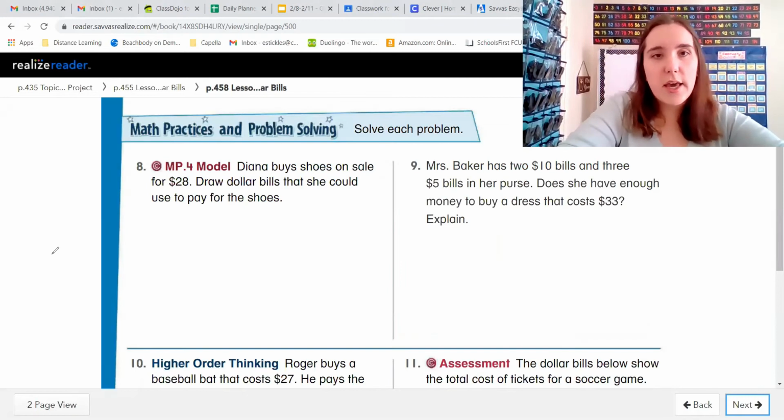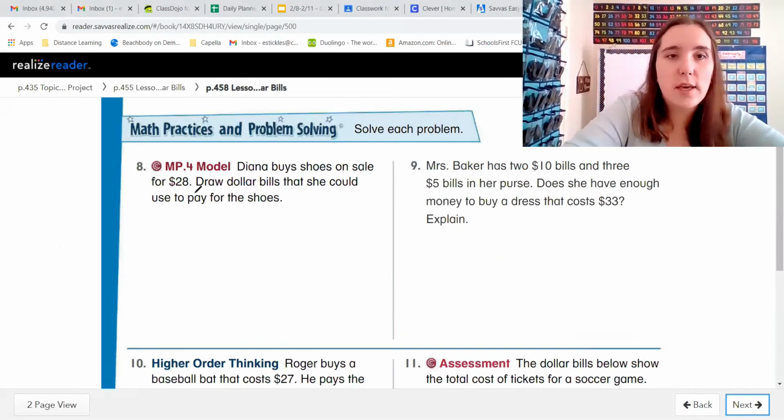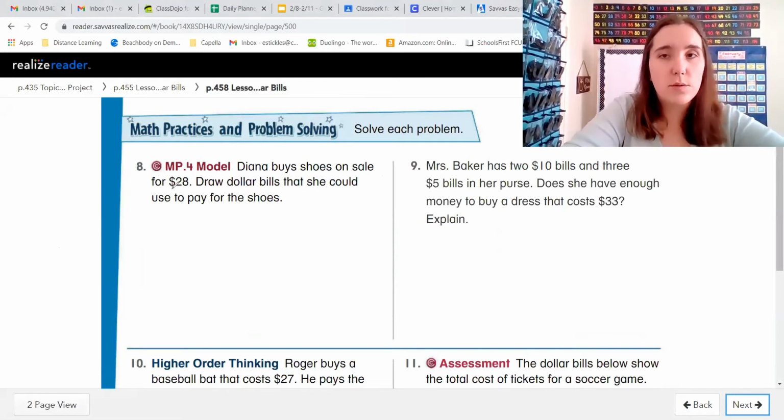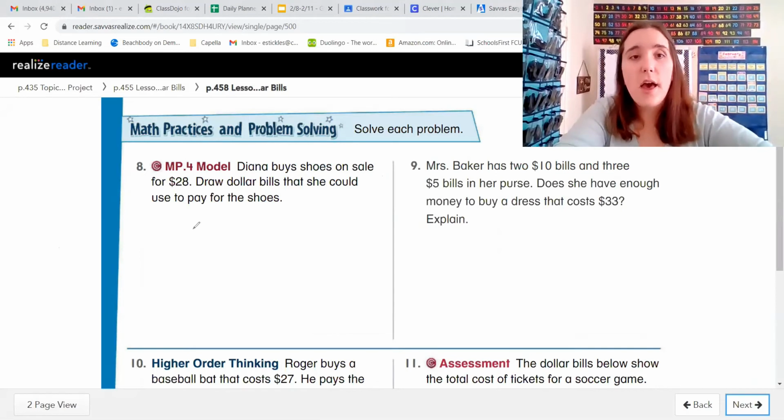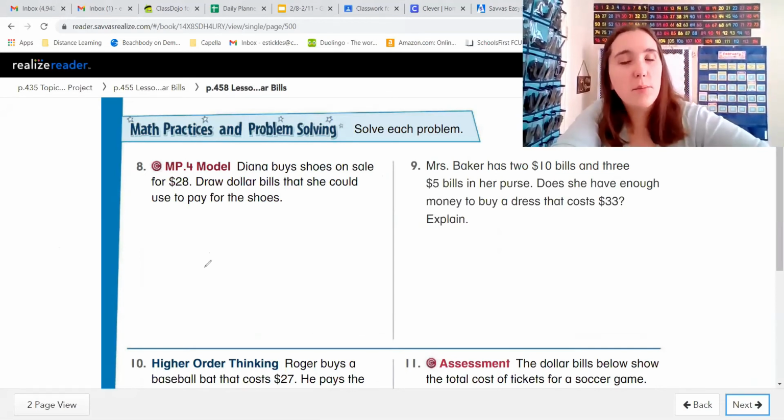Okay, let's do number 8 together. It says Diana buys shoes on sale for $28. Draw dollar bills that she could use to pay for the shoes. So this is kind of like the problem that we did yesterday where we had to find how we could show a value in coins, but we're going to be showing a value in dollar bills.